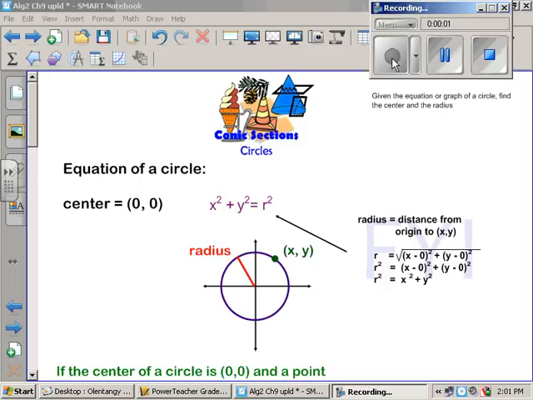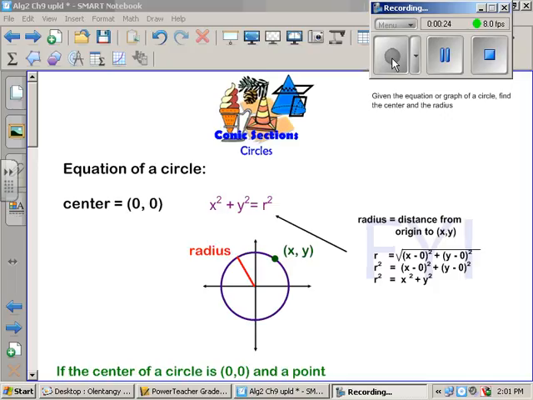Today we're going to talk about graphing equations of circles. Circles have a standard format, just like the standard form of a line is y equals mx plus b. The standard form of a parabola is ax squared plus bx plus c. The standard form when a circle is centered at (0, 0) is x squared plus y squared equals r squared.